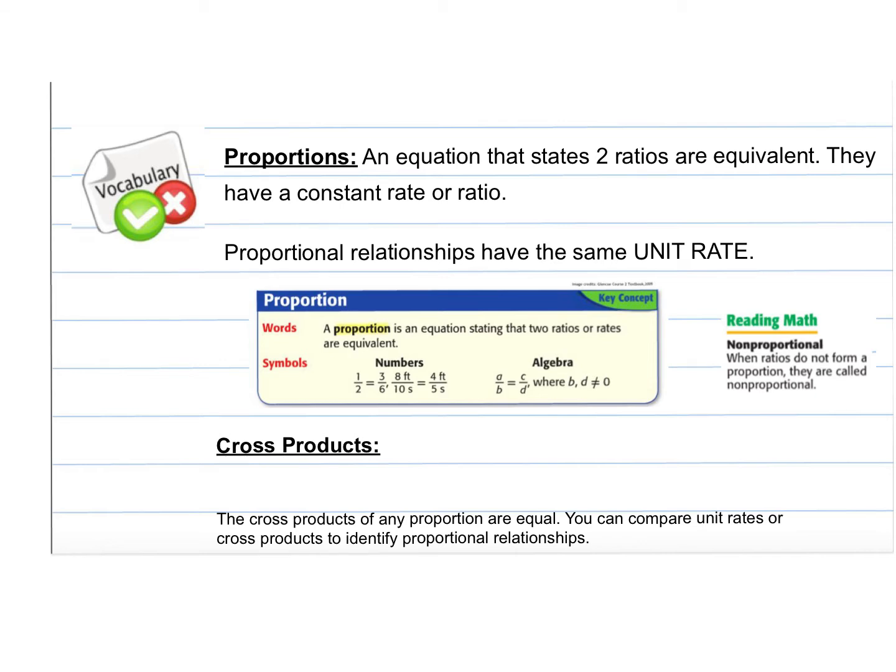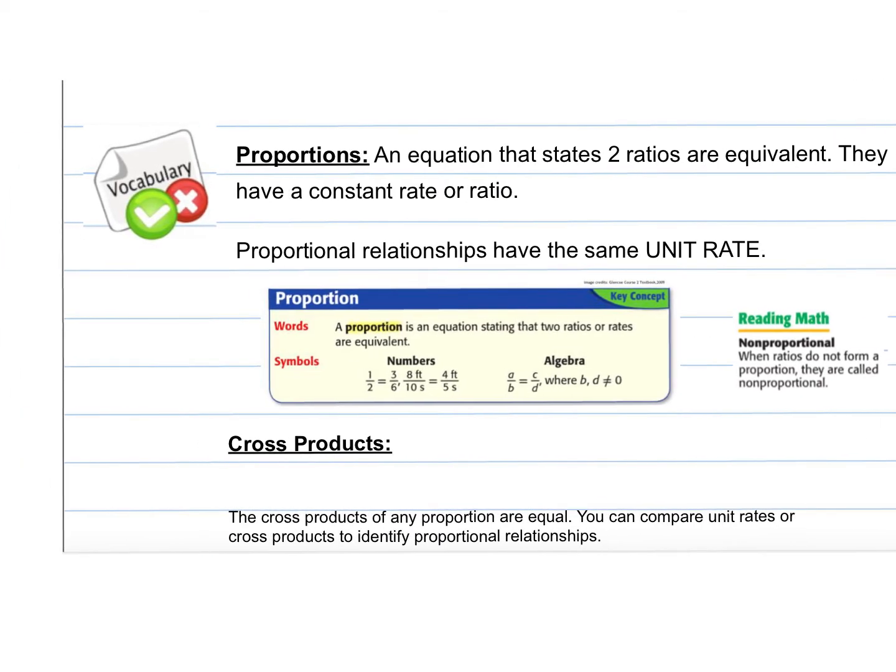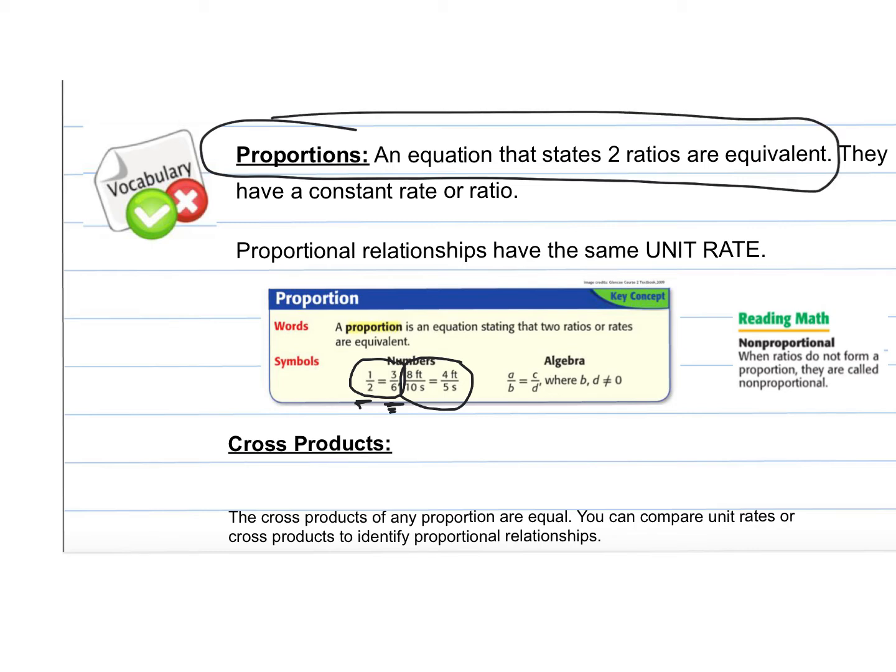So a proportion is an equation that states two ratios are equivalent. They have a constant rate or ratio. Here's an example of a proportion right here: 1/2 equals 3/6. You can see that there's two ratios and they are equal. We know that 1/2 and 3/6 are the same. We also can see 8 feet over 10 seconds and 4 feet over 5 seconds are the same because 8/10 and 4/5 are also the same. So a proportion is an equation that states two ratios are equivalent.